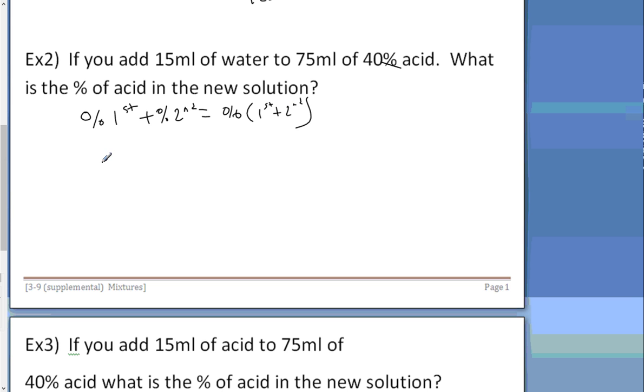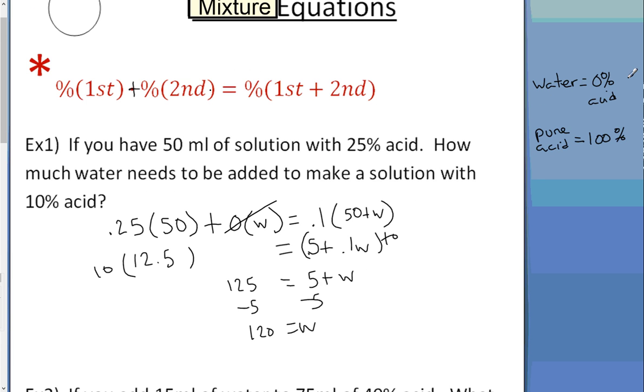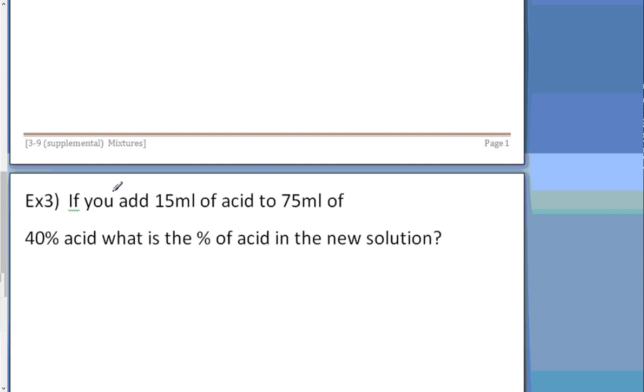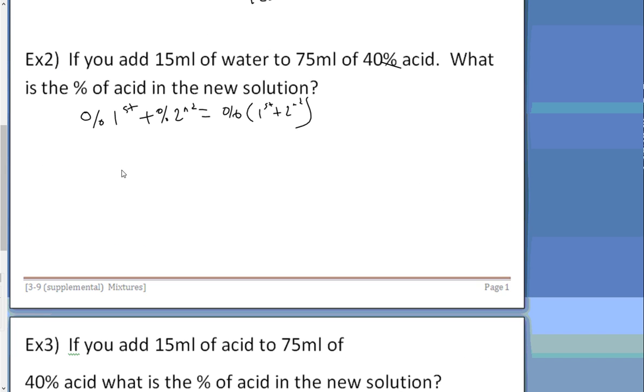All right, so let's just fill in the blanks. Percent of the first. Well, the first one is 15 milliliters of water. And as we said earlier, let's go back up here and look at this. Water is 0% acid. So in my first one, I get 0 times how much water? 15 plus 0.4 times 75 equals the percent of the total.